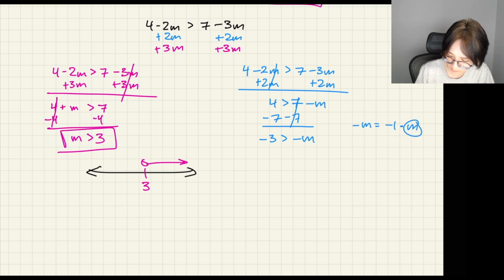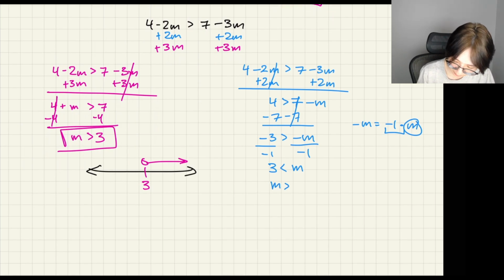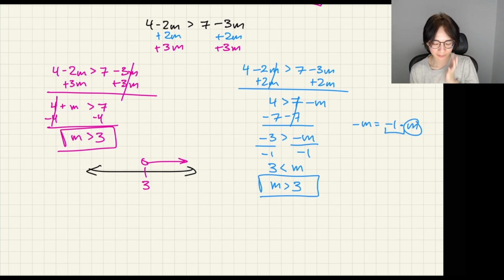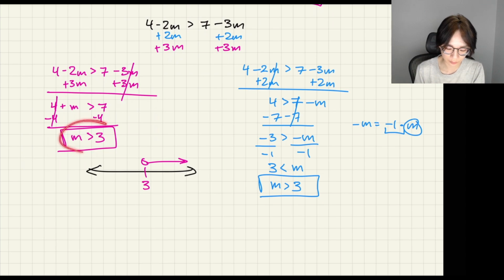We want to isolate the m, so we have to get rid of the negative 1 times. To get rid of negative 1 times, we divide by negative 1. Because we're dividing by a negative, the sign flips. Now it's just m over here. 3 divided by 1 is 3. A negative divided by a negative is a positive, so I don't have to add anything there. And if I flip it around, just to have it on the same side, the left side, now we have the same answer as we do over here.